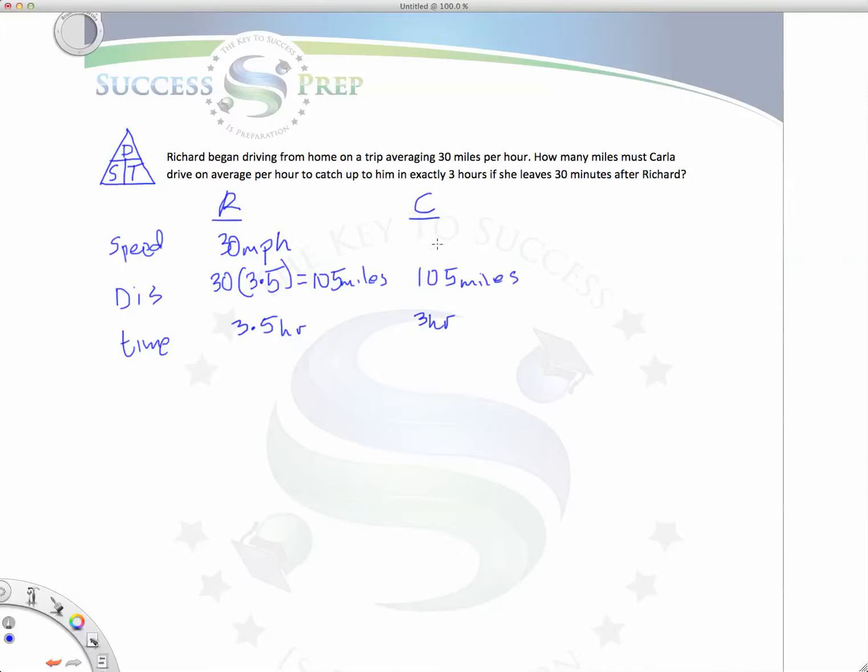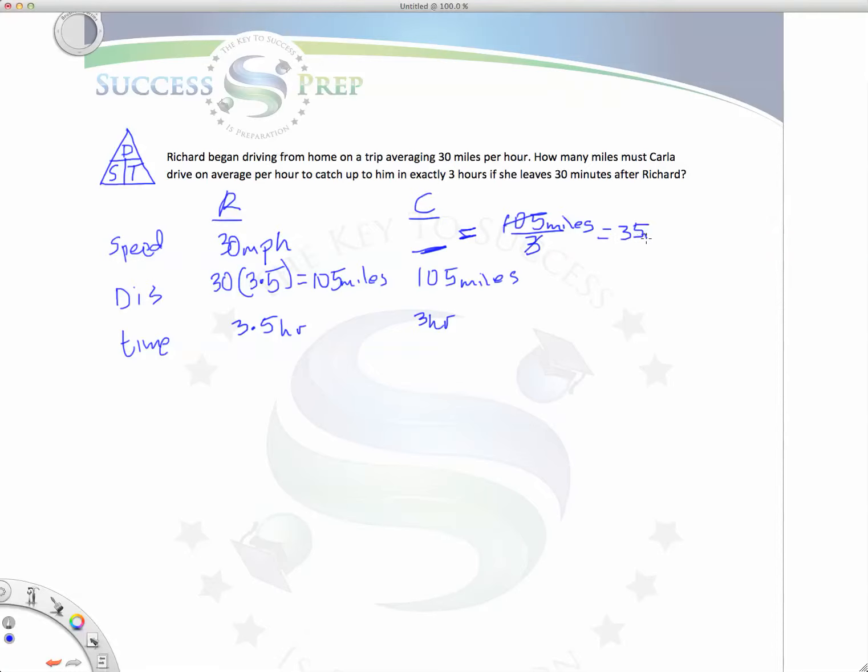At this point, we can then easily calculate Carla's speed. Again, you go back to the formula here: you cover speed, which means that speed is distance over time. So we say Carla's distance is 105, because she has to cover the same amount of miles to catch up with Richard, and we divide that by Carla's time, which is 3 hours.